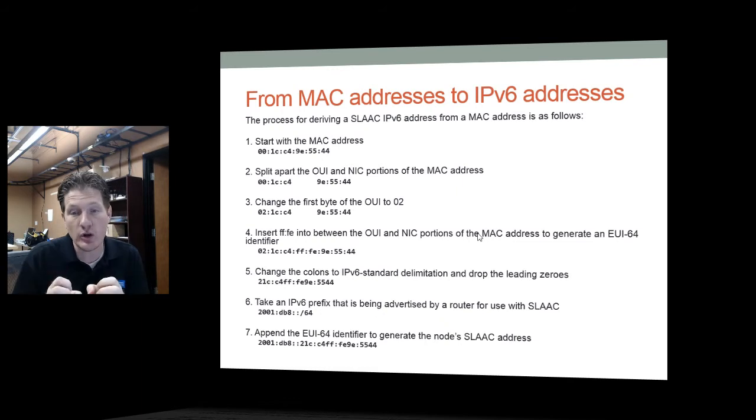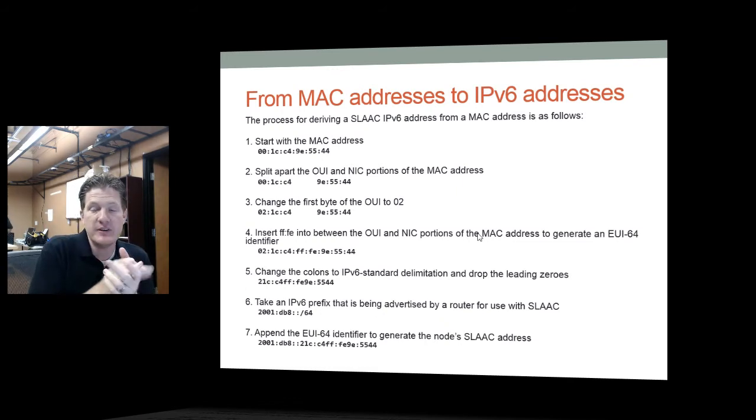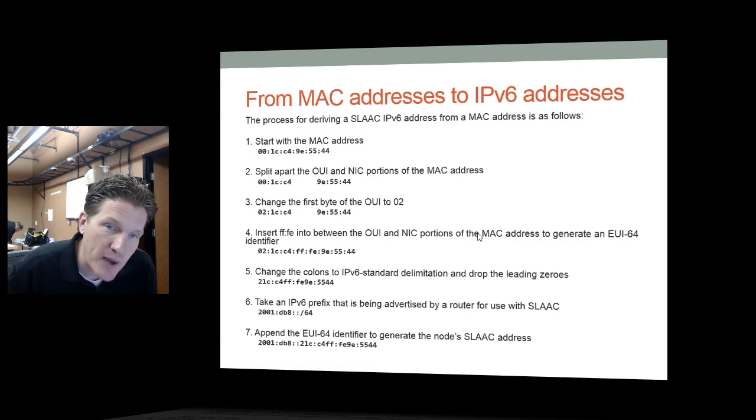We then change the colons to IP version 6 by removing leading zeros or whatever we have to do, and then we add a prefix to it that is advertised by the router. Most routers will be advertising a /64 or a /48 prefix. In this case, just for example purposes, I showed the /64.